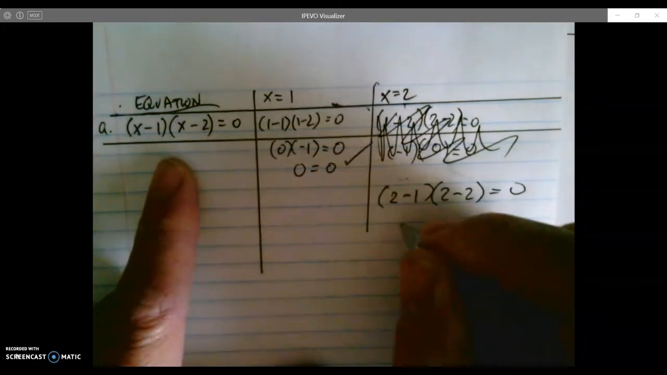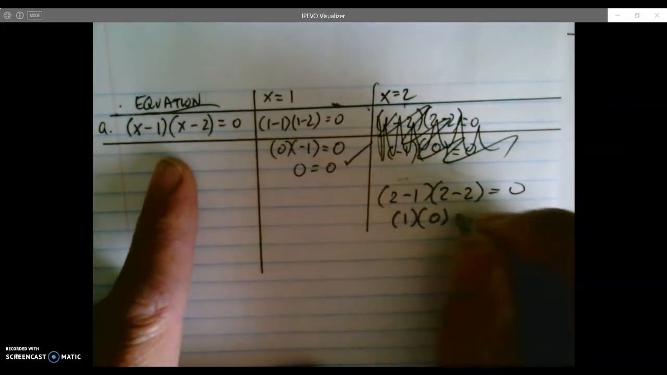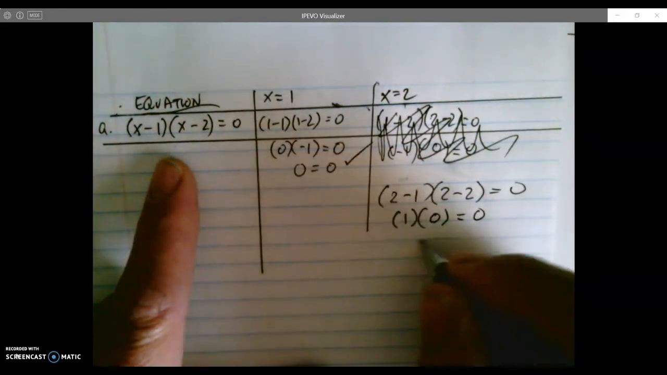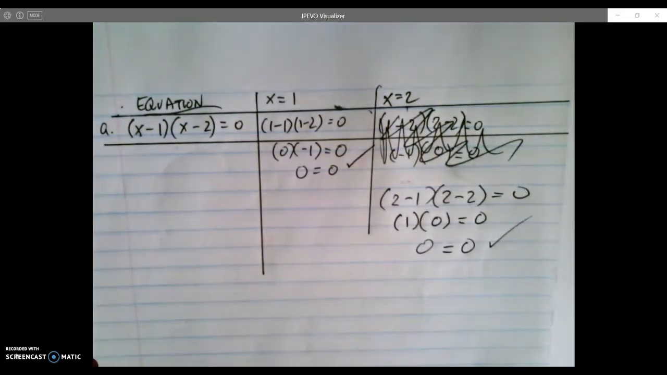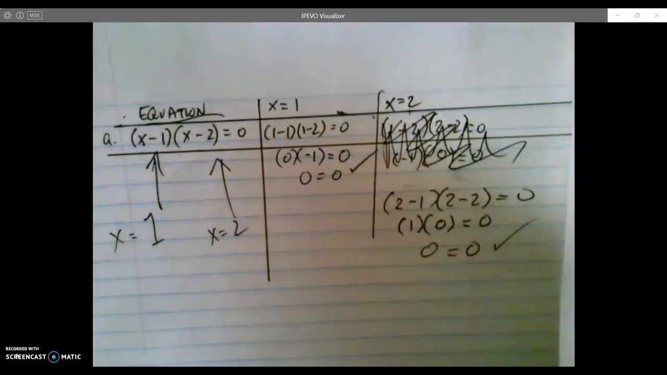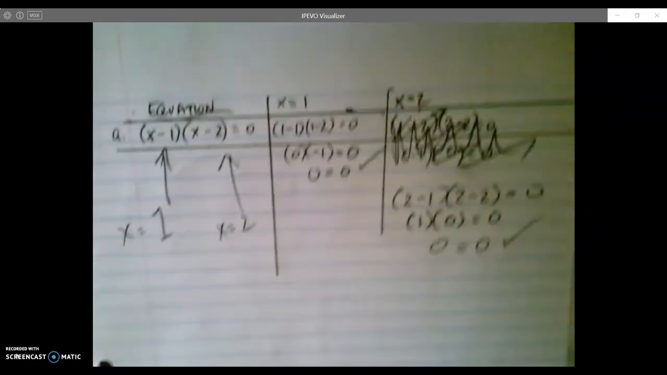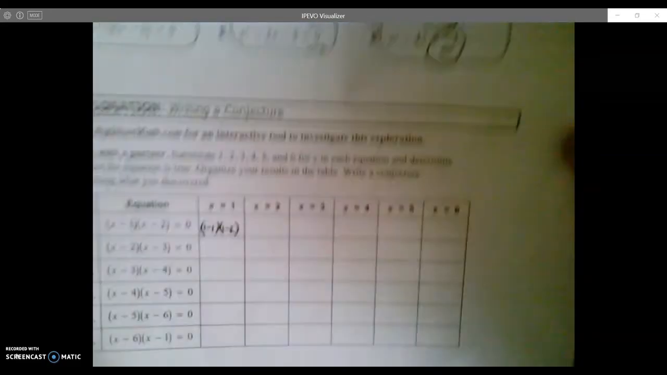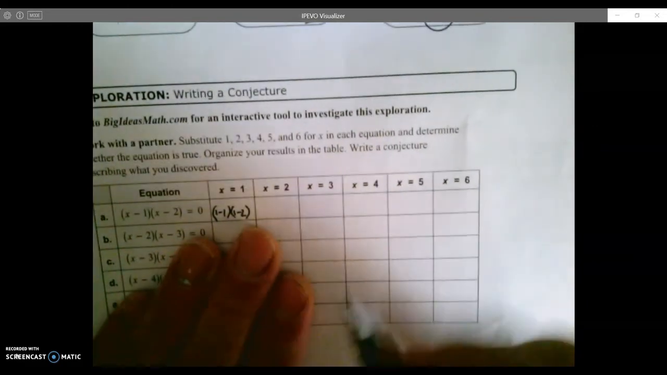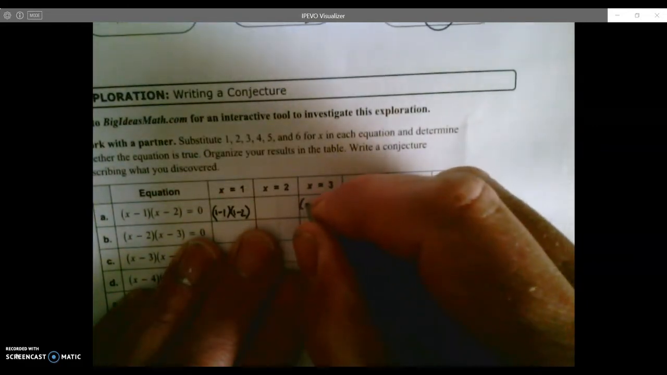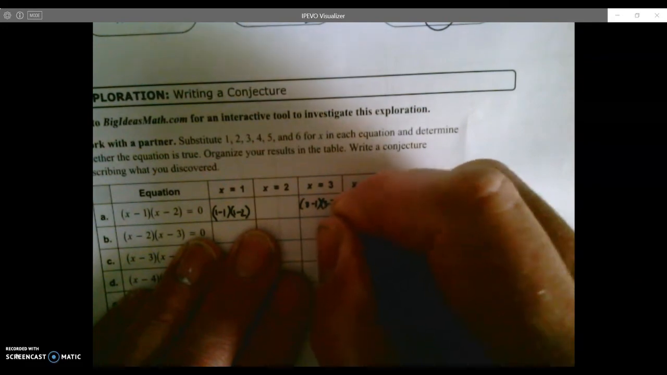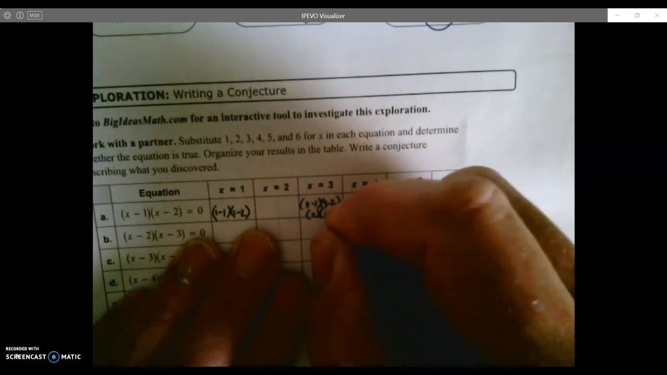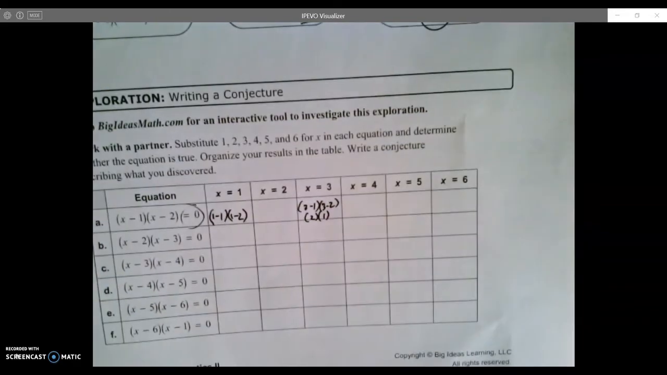Alrighty. What we got, 2 minus 1 is 1. 2 minus 2 is 0. That looks correct now. Yeah, 0 equals 0. That should check. Now, that works strictly because we plugged in x equals 1, and we plugged in x equals 2. When you fill in the rest of the table, it's not going to work out that nice. That's what they're trying to get to here. When you plug in 3 into that first equation, you'll have 3 minus 1 and 3 minus 2. That'd be 2 times 1, which is not going to be 0.